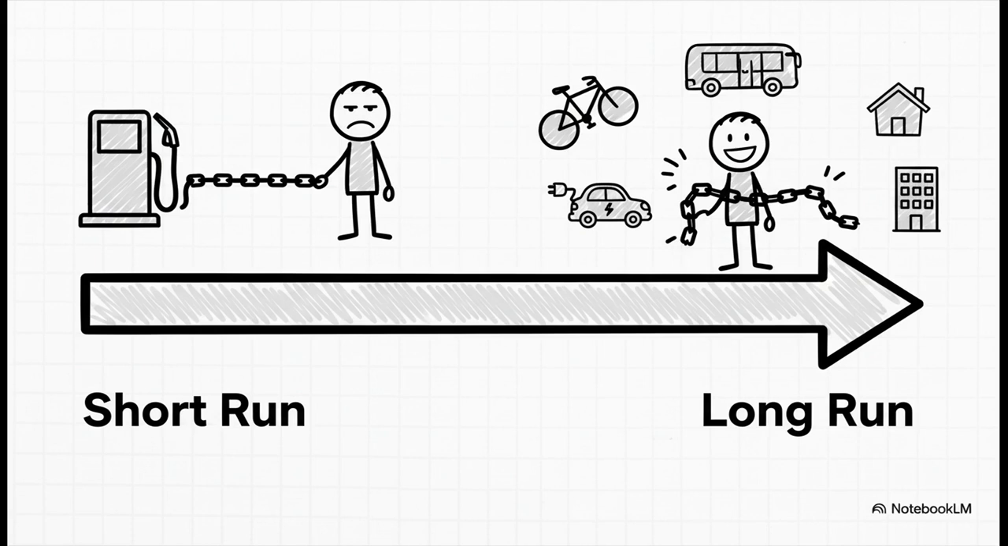Time. Time plays a huge role too. In the short run, your options are pretty limited. If gas prices spike tomorrow, you still have to drive to work. But over the long run, well, you can buy a more fuel-efficient car, maybe move closer to your job, or start using public transit. See, over time, people find ways to adjust, and that makes demand more elastic.